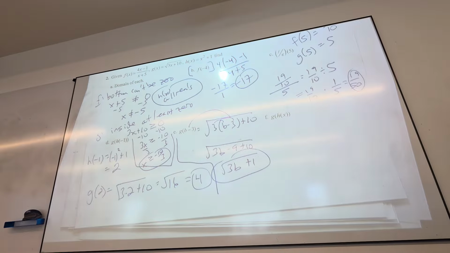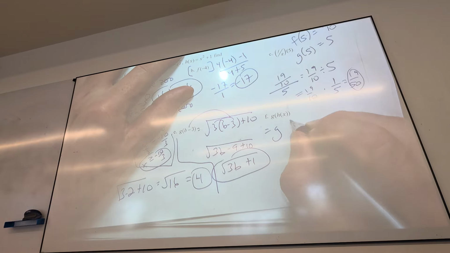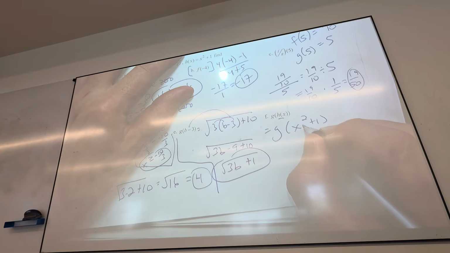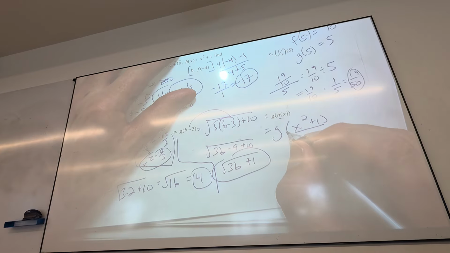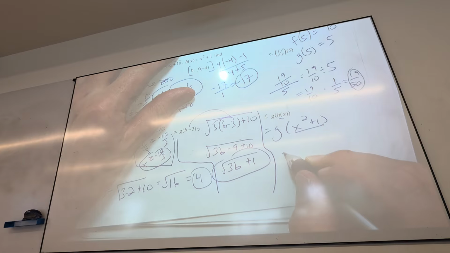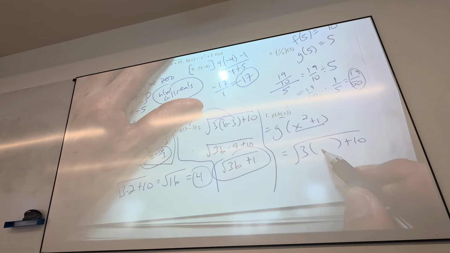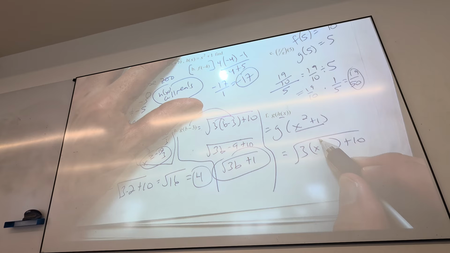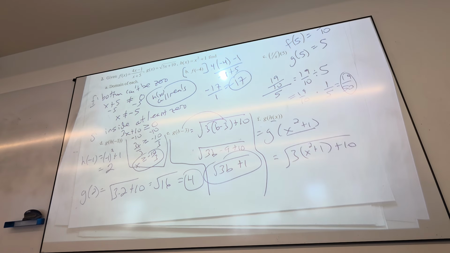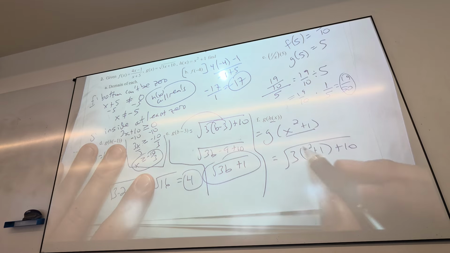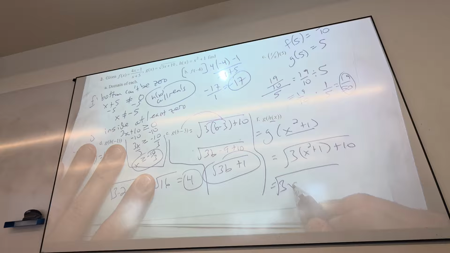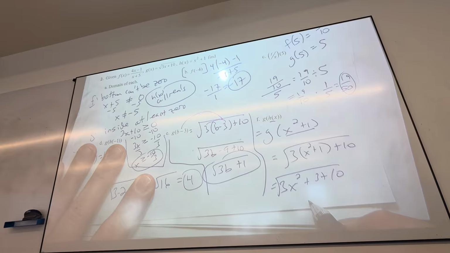Well, what's h of x? x squared plus 1. So I'm putting x squared plus 1 into g. So I write g. g is the square root of 3 times stuff plus 10. And what am I putting into it? x squared plus 1. I need you to see, we keep doing the same thing over and over. If it's a number, I can do more. If it's a letter thing, I can simplify a bit, right? So if I distribute, and then I can put my like terms together.